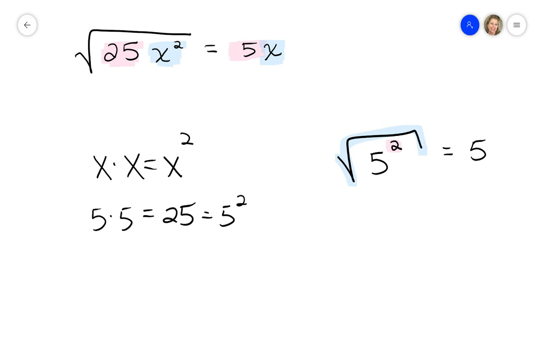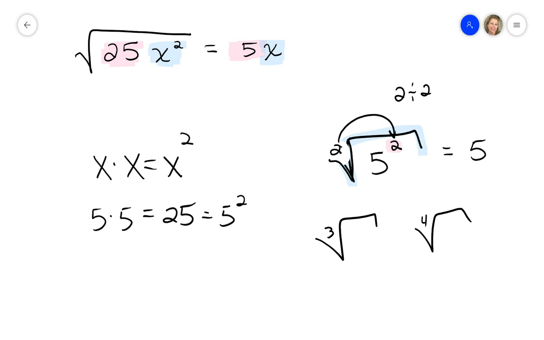Or you could think of it like this. You could think, I know this is a square root. There's really an invisible 2 right there. If you have a cubed root, they put a 3 right there. If you have a fourth root, they put a 4 right there. But since square root is the smallest, they never put the 2 right there. But really, it's there. It's just invisible. It's hiding, okay? And you could say, okay, 2 divides into 2 one time. So what I really have here is a 5 to the first. But that first is also invisible because 5 to the first power is just 5.